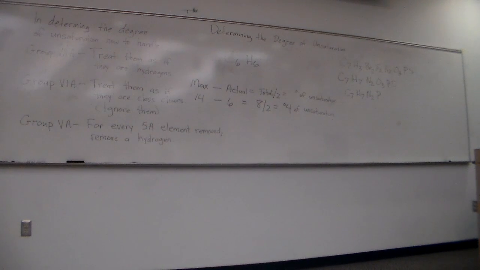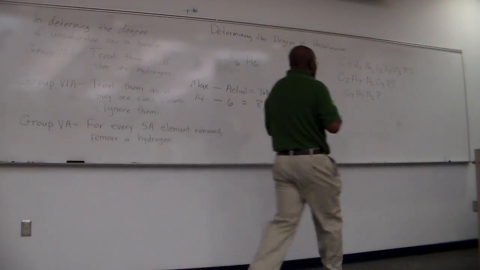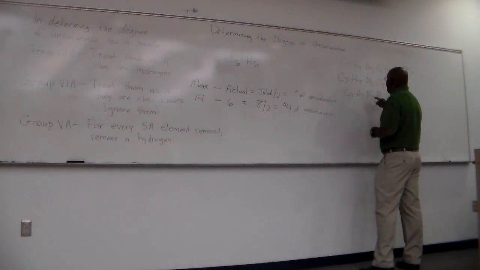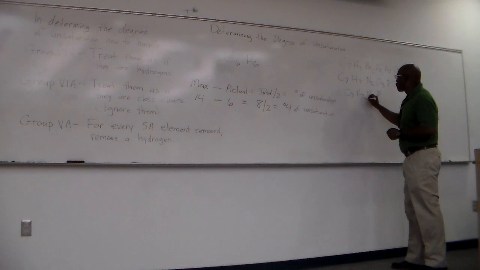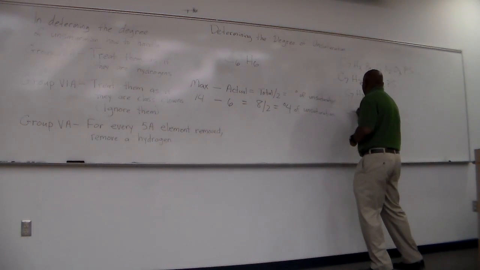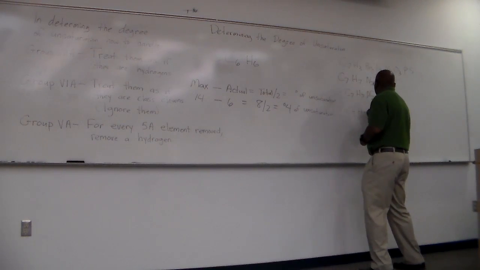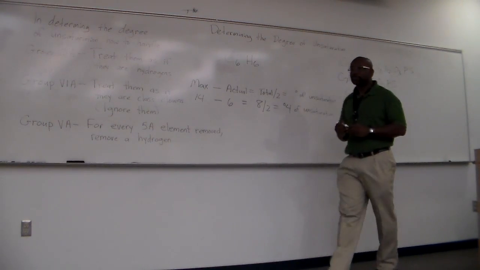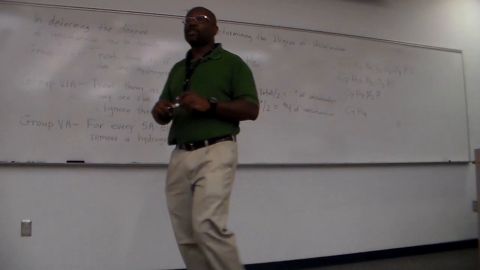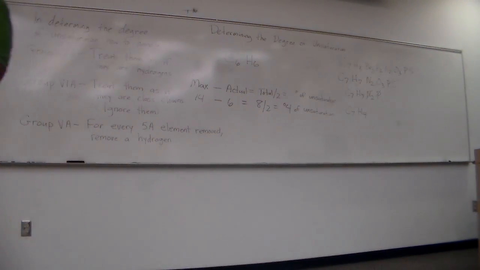How many group 5 elements do we have? 3. Nitrogen and phosphorus. We're going to lose 3: 2 N's and 1 P. For every one I lose, I also lose a hydrogen, for a total of 3 hydrogens. So it's reduced down to C7H4. This molecule reduces down to C7H4.